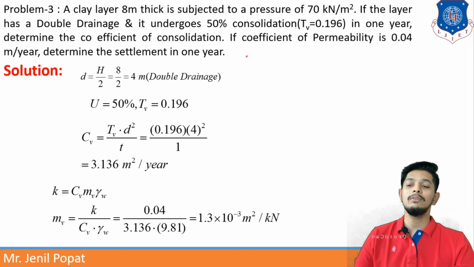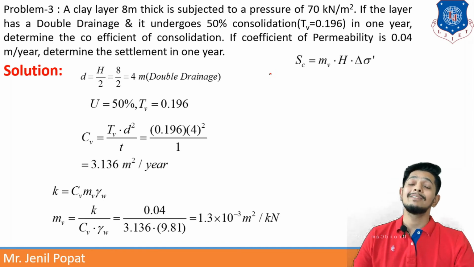k is equal to cv into mv into gamma w. For that, mv can be found out by putting the value of k, which is provided, that is 0.04, cv, that is found out, and gamma w by default 9.81. mv can be found out as 1.3 into 10 raised to minus 3 meter square per kilonewton.